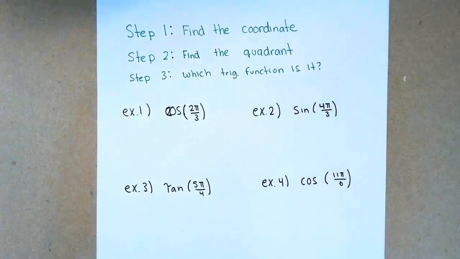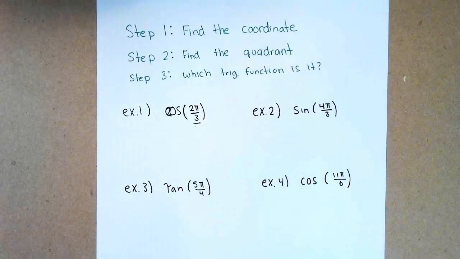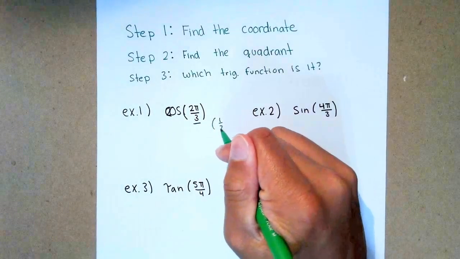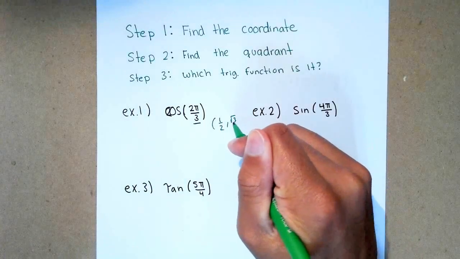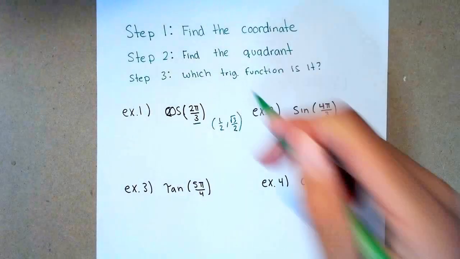Example 1 says cosine 2 pi over 3. Okay, so my first step is, what is the coordinate? So I'm looking at this denominator. The fact that it's a 3, remember, which ones multiply or add up to give me 3? That was 1/2, radical 3 over 2. Okay, perfect. So step 1 is complete.